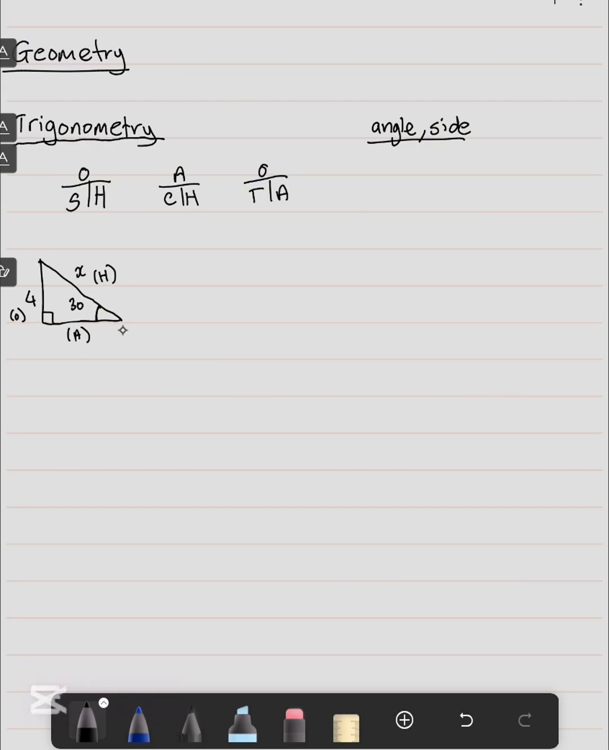Once we've labeled the sides, we want to see what letters we have relating to our SOHCAHTOA. We have O and H, which means we're going to use the sine one. We want to find H, so it's going to be the opposite over sine of the angle. So it's going to be 4 over sine of 30. You put that into your calculator and you get a side length of 8.